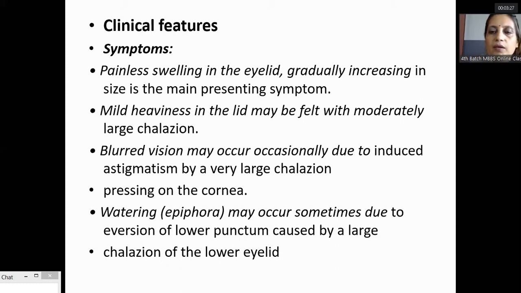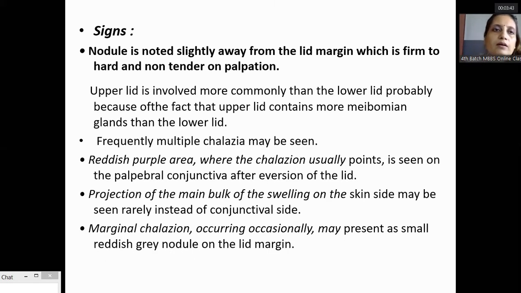And watering may also occur sometimes, if there is a large Chalazion at the lower punctum, then that will cause a pulling effect resulting in eversion of the punctum, so that can cause the watering. And as a sign, a nodule is noted slightly away from the lid margin, which is firm, hard and non-tender on palpation.